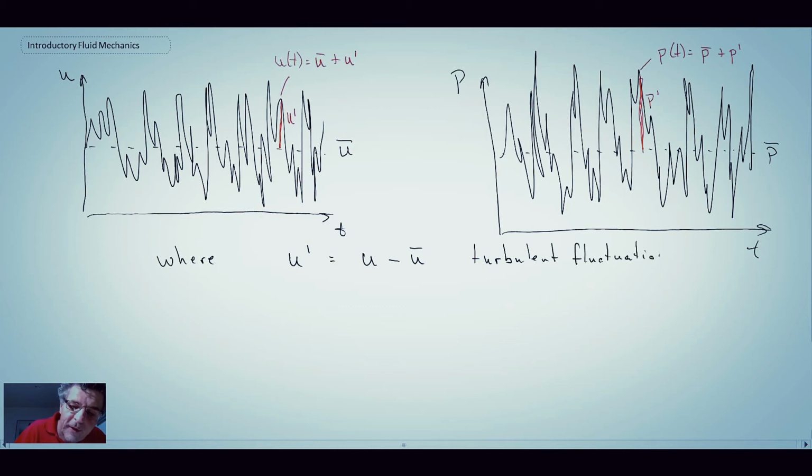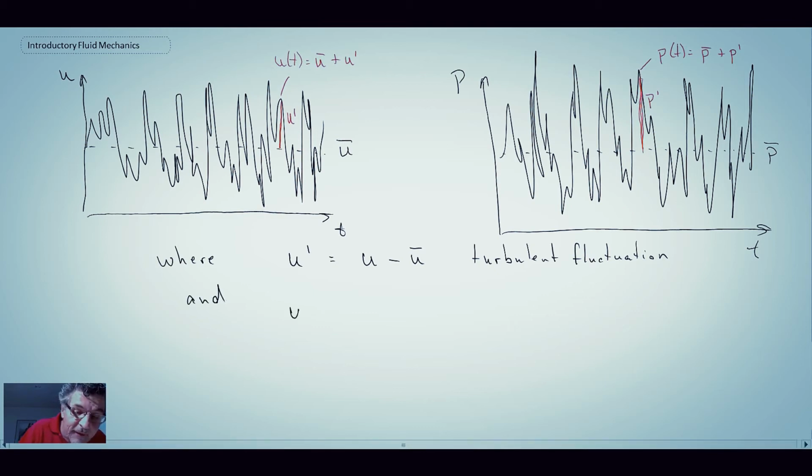What people did years ago is they did these thought experiments where they took these fluctuations and put them into the governing equations, and they did a lot of time averaging. Then as experimentation advanced, they became able to measure a lot of these parameters and quantities. So we're going to look at some of the statistical analysis tools that they used.